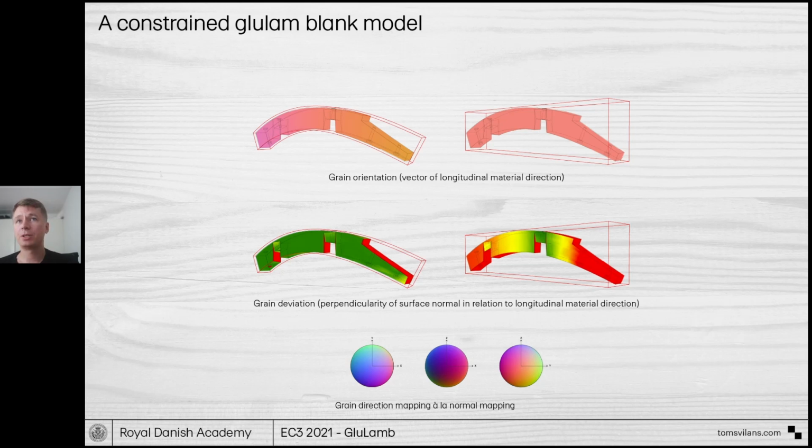The fiber deviation analysis compares the surface normal of the design geometry to the longitudinal material direction. This helps to identify areas of fiber cutting and potential durability issues in the design geometry. On the left, the close alignment of the curved GluLamb blank means that most of its surfaces are aligned with the fiber direction. On the right, the discrepancy between the freeform design element and the straight GluLamb blank manifests as large areas of fiber cutting and end grain.